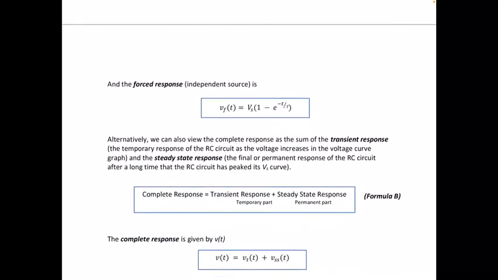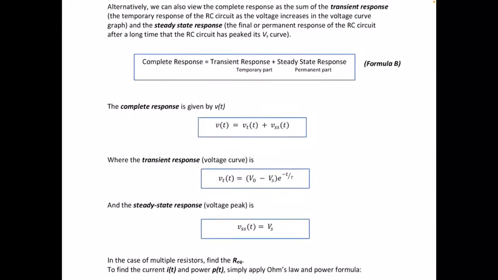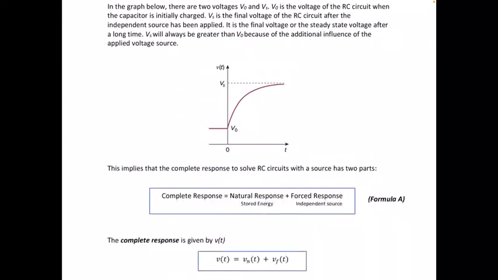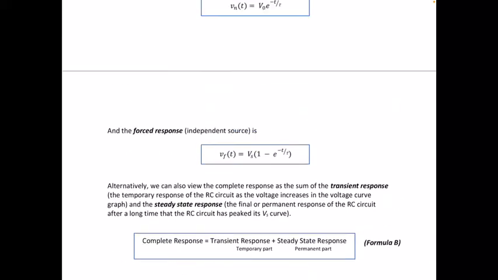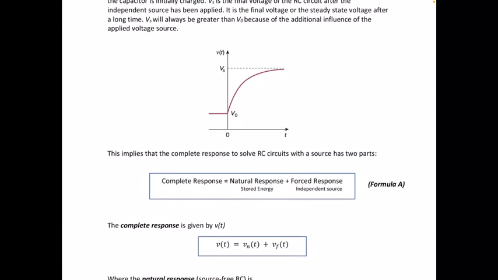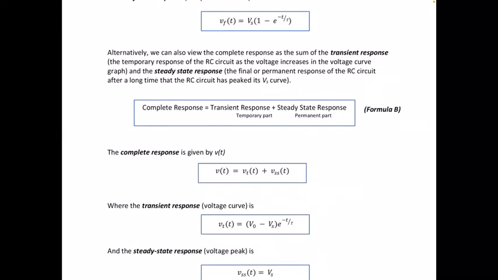But alternatively, we have formula B. We can also view the complete response as the sum of the transient response and the steady state response. The transient response is the temporary response of the RC circuit as the voltage increases in the voltage curve graph over here. And the steady state response is the final or permanent response of the RC circuit after a long time, when the RC circuit has peaked at its Vs curve. So the Vs, that voltage at the steady state part.